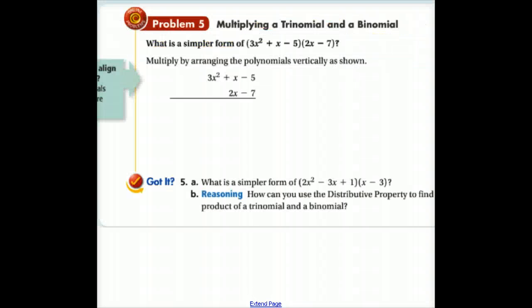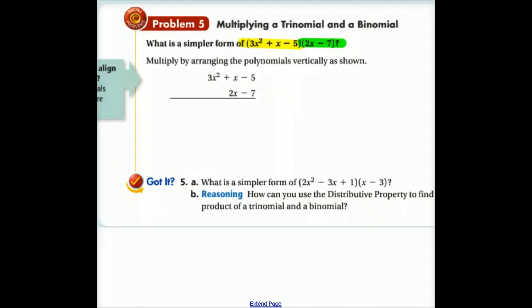All right, finally, the last example of this lesson. You can use the FOIL method when you multiply two binomials. However, it is not helpful when you're multiplying a trinomial and a binomial. A trinomial has 3 terms, a binomial has 2. In this case, you use the vertical method to distribute each term. Let me show you what I mean. So here I have a trinomial being multiplied to a binomial. We can't use the FOIL method.